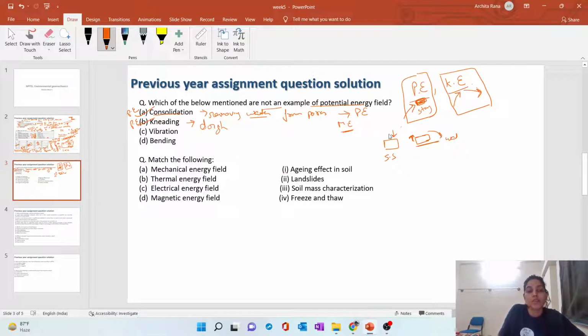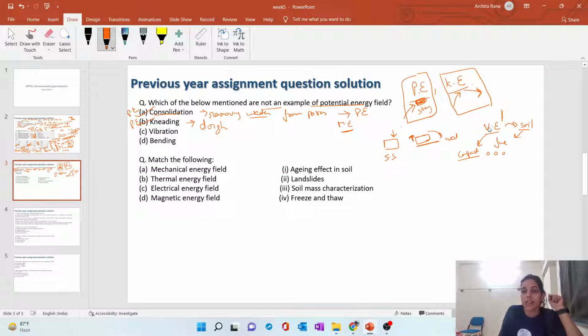Now vibration. A simple example is that at many construction sites we see a vibrating structure which is put over loose sand or loose soil. What it does is provide vibrational energy to the soil, and the finer particles will go into the pore spaces of the soil. Hence it leads to compaction.